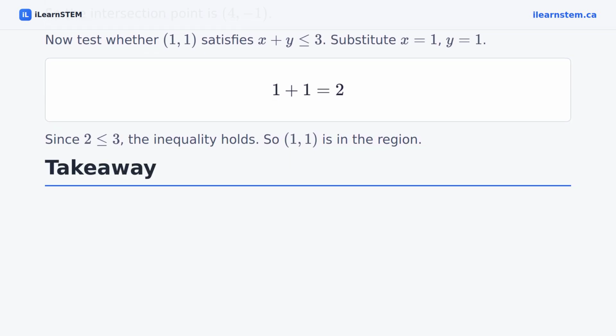Remember that vertical lines have the form x equals constant, horizontal lines have the form y equals constant, and lines like x plus y equals constant have slope -1. To find intersections, substitute one equation into the other. To test an inequality, substitute the point and check.